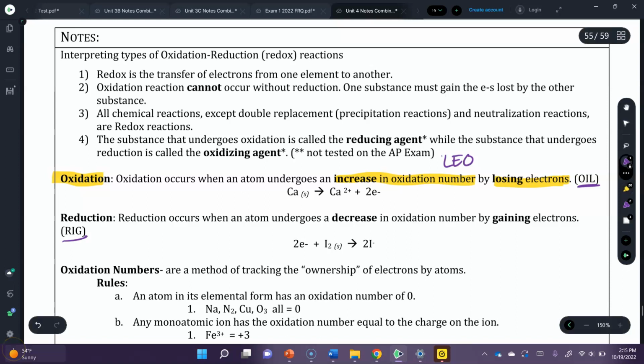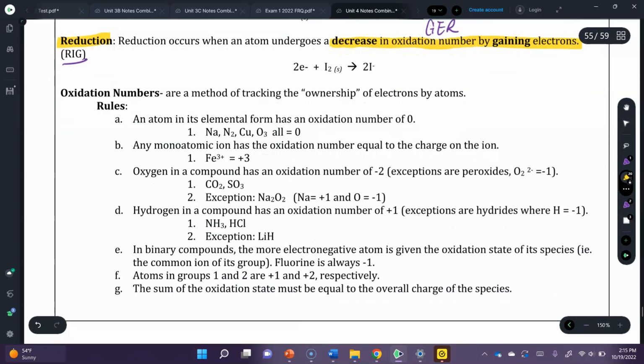And then for reduction, we said LEO says GER, gain of electrons is reduction, but you could also say RIG, because reduction happens when a decrease in oxidation number occurs by gaining electrons, where reduction is gain. So oxidation is loss, reduction is gain, or LEO says GER. Either one works, whichever one works with your brain is the one that'll help you the most.